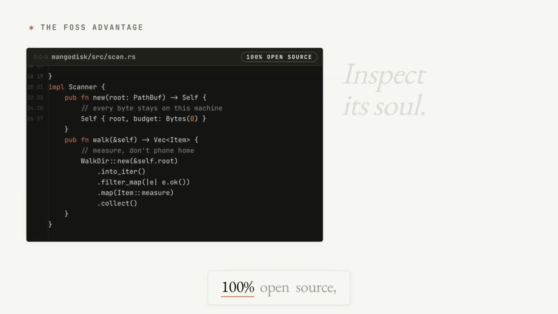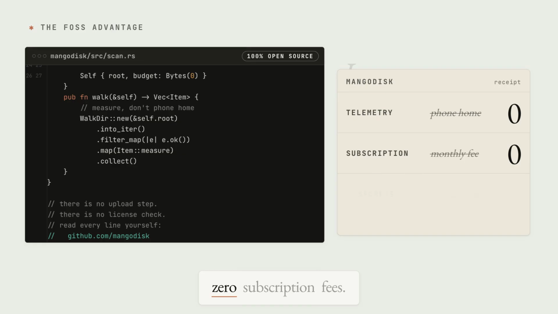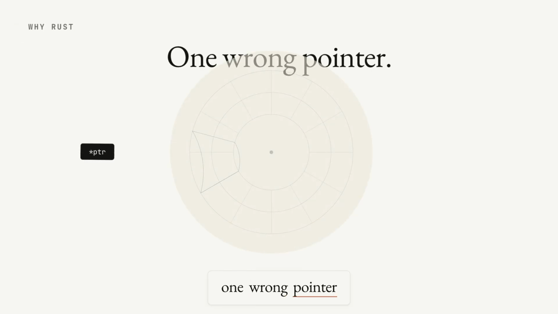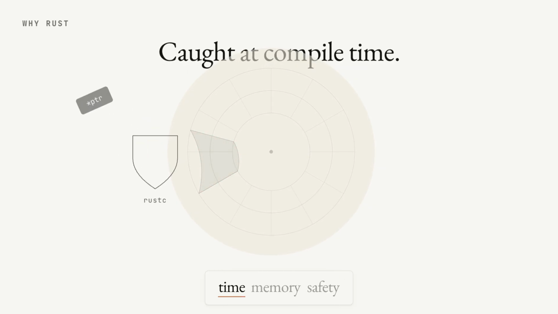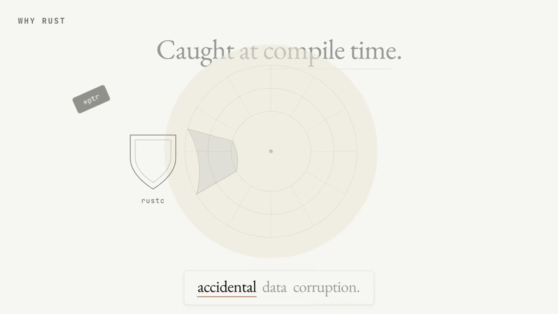MangoDisk is 100% open source, zero secret telemetry, zero subscription fees. Under the hood, it's not another lazy web wrapper. It's engineered from scratch using Rust and Tauri. Think about it. One wrong pointer in a disk cleaner could wipe your OS. Rust's compile-time memory safety acts like a bulletproof vest against accidental data corruption.